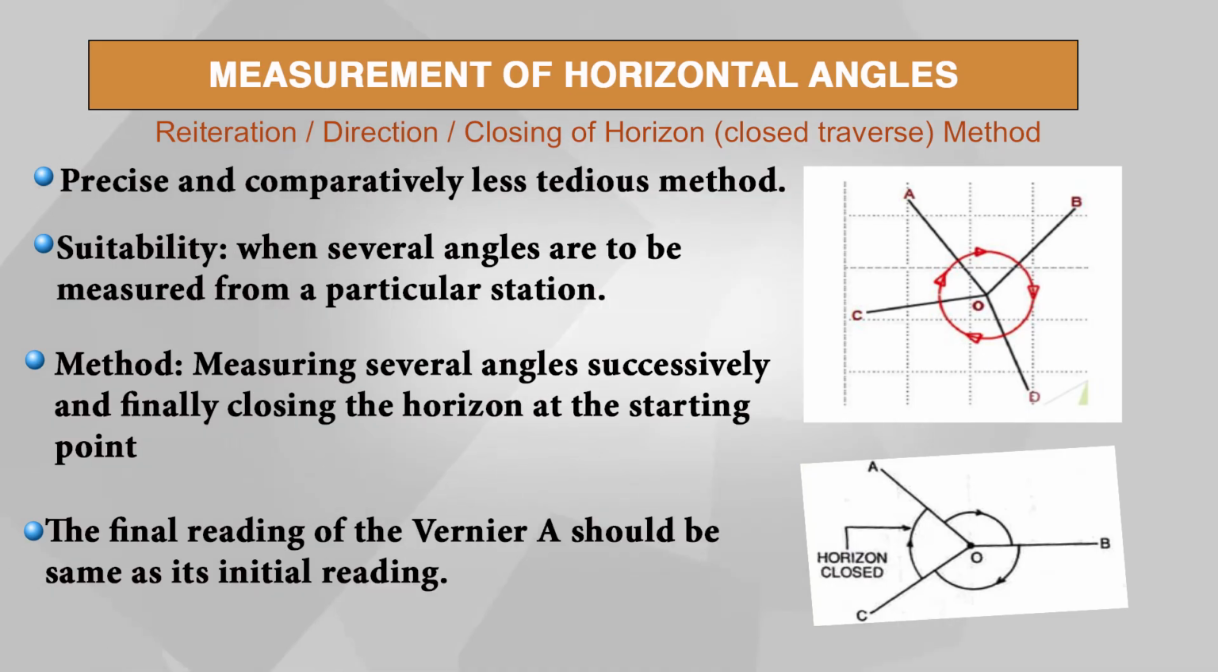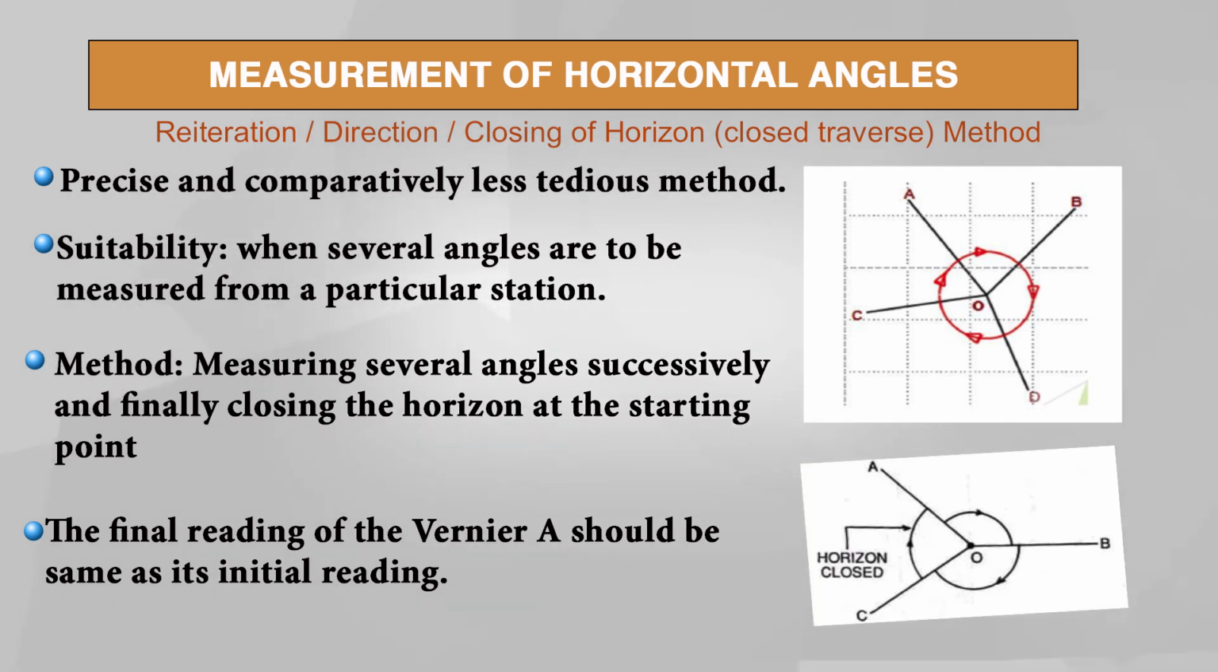This method is another precise and comparatively less tedious method for measurement of horizontal angle using telescope or theodolite. It is generally preferred when several angles are to be measured from a particular station. This method consists in measuring several angles successively and finally closing the horizon at the starting point. As we can understand, the final reading of vernier A should be its initial reading.